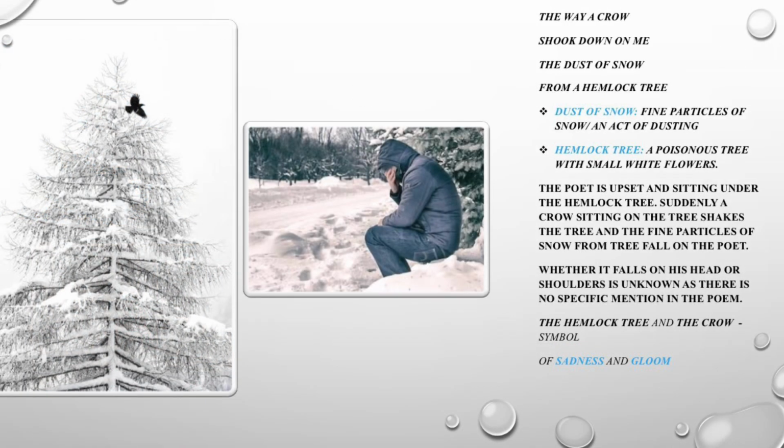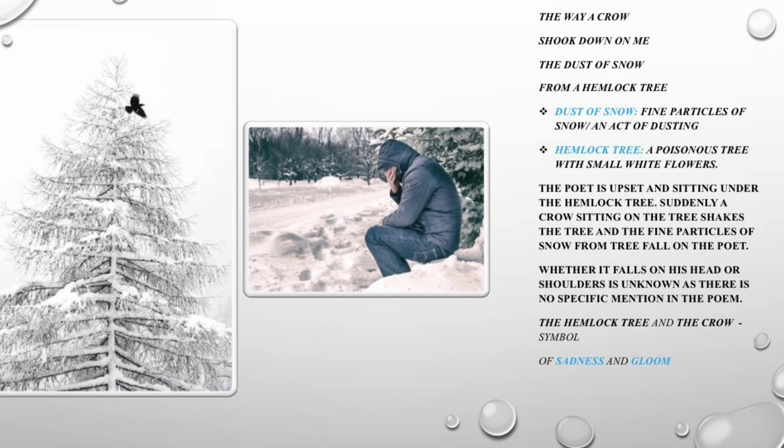In the first stanza, the poet writes, "The way a crow shook down on me the dust of snow from a hemlock tree." Here, the dust of snow means fine particles of snow or act of dusting. The hemlock tree here means a poisonous tree with small white flowers. The poet is upset and sitting under the hemlock tree, that is the poisonous tree.